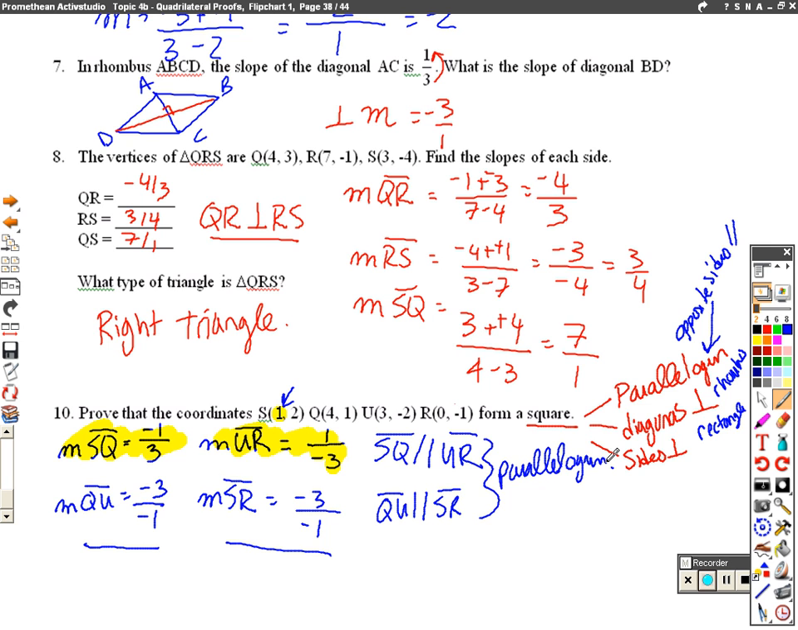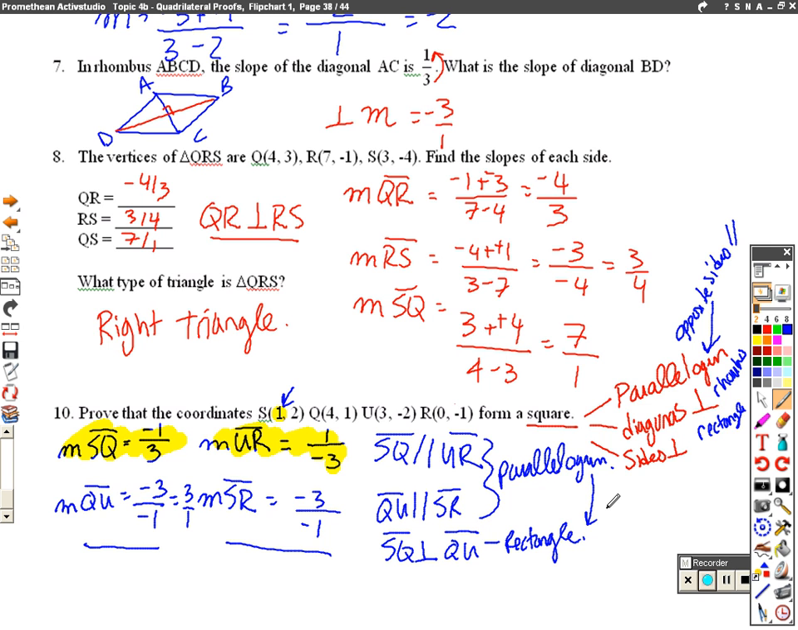All right, what else do we know? Well, these are actually negative reciprocals of one another. Negative 1/3 and 3 over 1 is actually a positive 3 over 1 because they're both negative, and negative divided by negative is positive. So those are negative reciprocals of one another. So that makes SQ perpendicular to QU, which makes it a rectangle. If it's a parallelogram, having just one right angle makes it a rectangle.